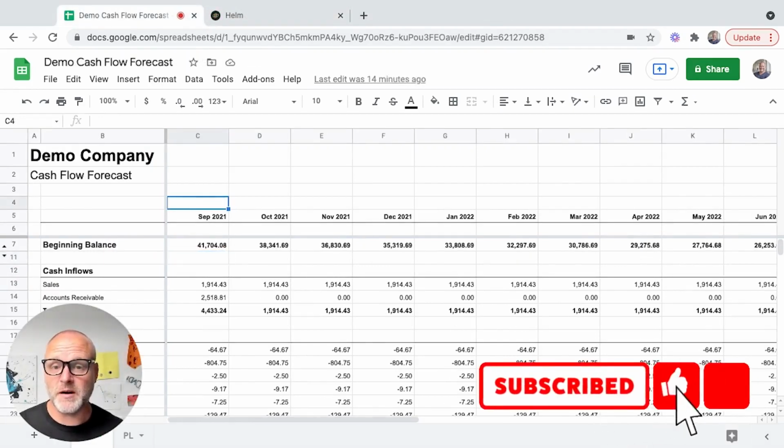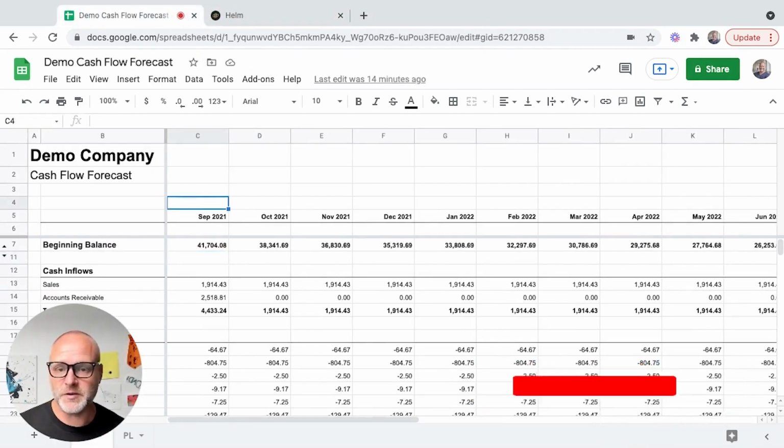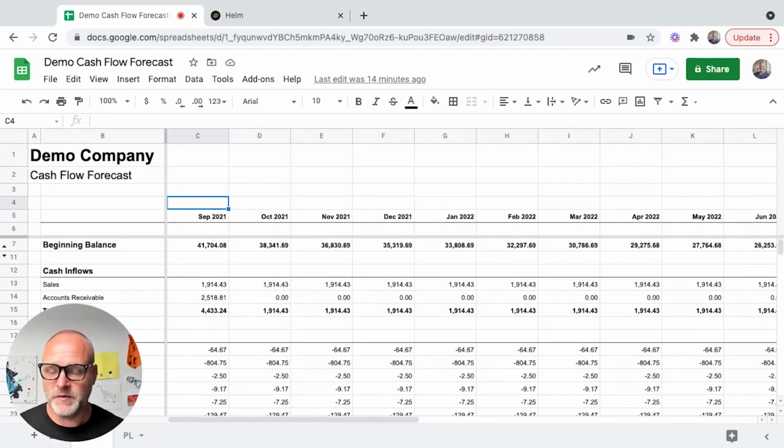Okay, so we're done with our spreadsheet cash flow forecast, and it took us around 20 minutes. We've obviously sped up the time frame for you so you didn't have to bore yourself to death and go through all of that pain. The Helm forecast, as we saw, took around 2 minutes, and so there's a huge difference there.